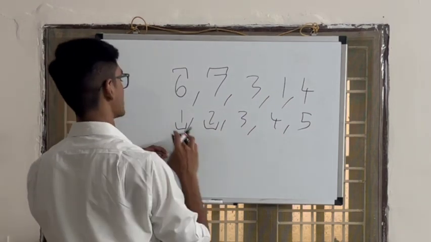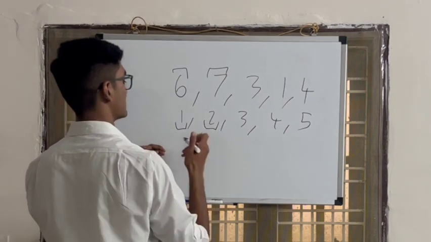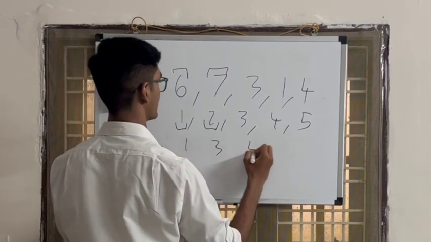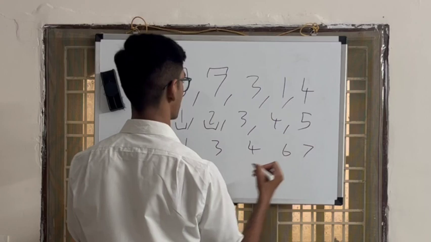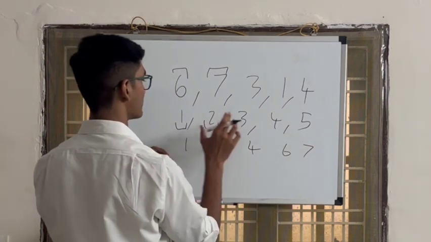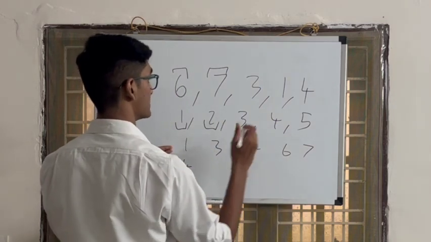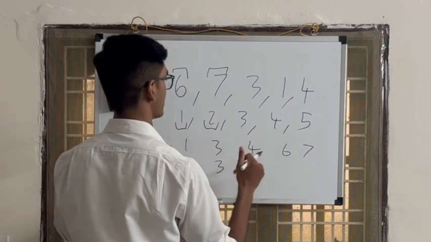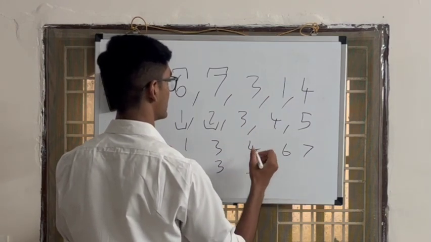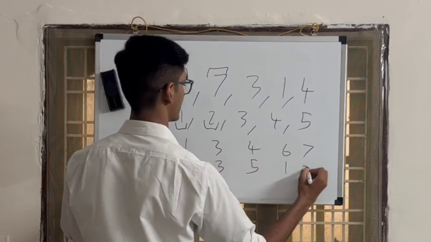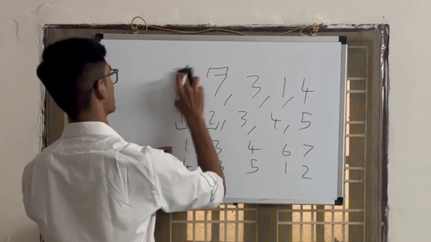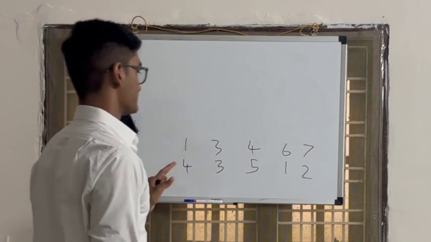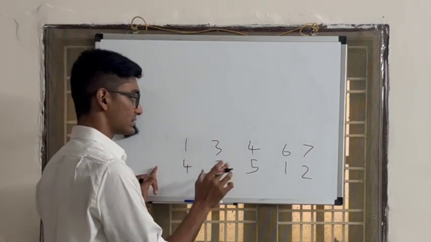Sorted means it will start again: 1, 3, 4, 6, 7. Right, and for 1 we'll have 4. For 3 we'll have 3. For 4 we'll have 5. For 6 we'll have 1, and for 7 we'll have 2. So we have this. This is the final thing we get.